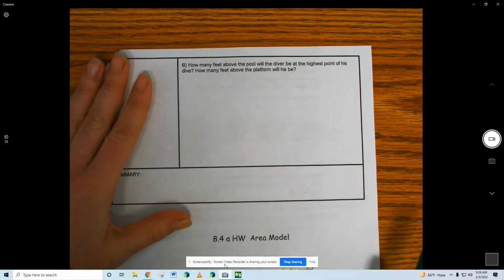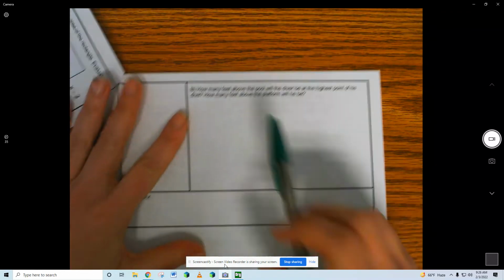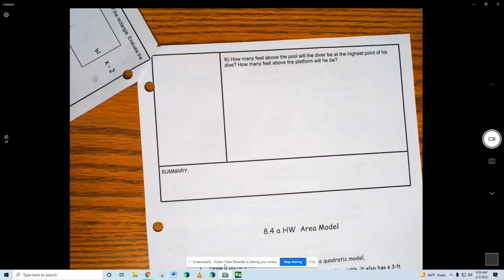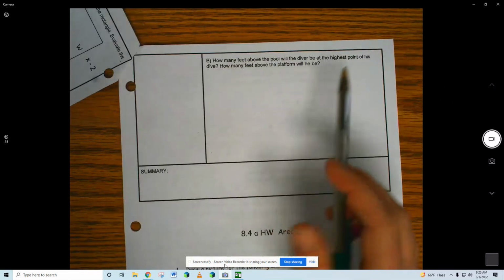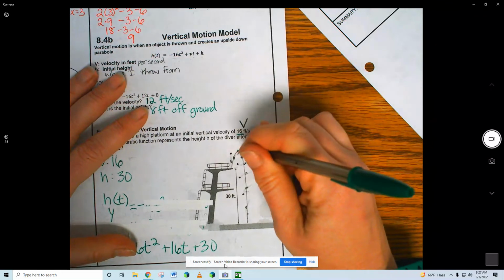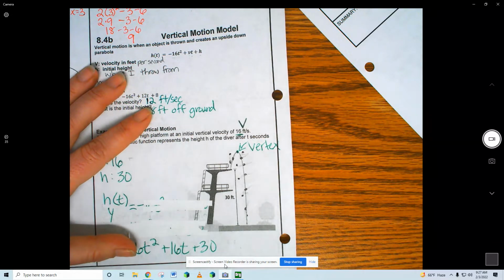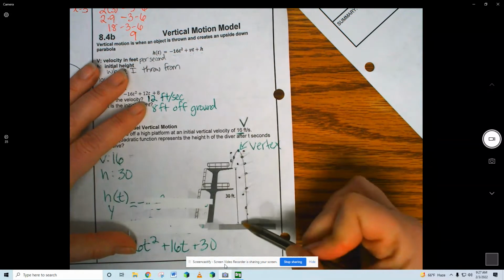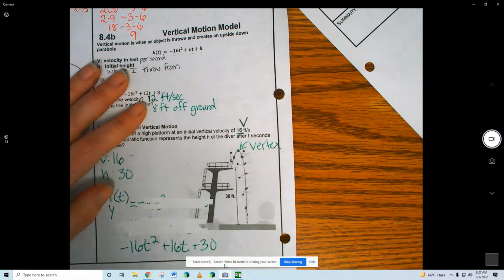That's all I'm doing. Okay, let's practice another one. This question relates to the diver. How many feet above the platform will the diver be at the highest point? That's right here. What's this? So back at the picture, this spot is my vertex, right? Yeah, that's my vertex. Over something, up something. So what I have to do is I'm going to use my formula.